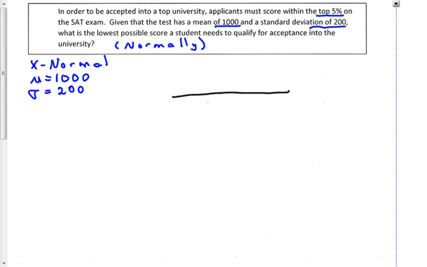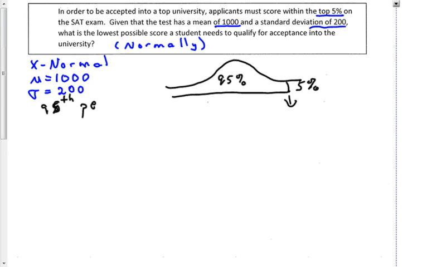So in our curve, that top 5% means that 95% is below it. We're looking for the 95th percentile, which is a probability of 0.9500.